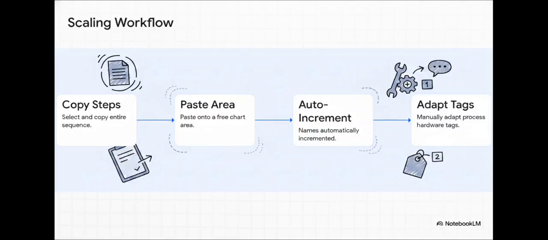First, you just select and copy the sequence steps with Ctrl+C. Second, you paste it right onto a free area of the chart. Third, the software automatically increments the names, so dosing 1 instantly becomes dosing 2. And fourth, you manually adapt the specific hardware tags. It literally turns hours and hours of repetitive coding into mere minutes.